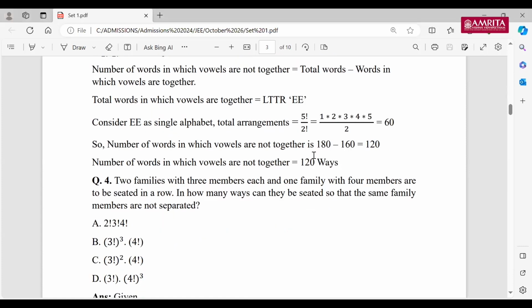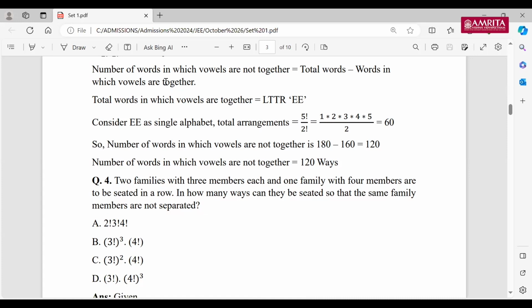So yes, coming to the next question, this is also of similar sort because I've taken the common type of questions from the 2020 set of JEE mains. So yes, 2 families with 3 members each and 1 family with 4 members are seated in a row. So I'm having a total of 3 families. In that, 2 families have 3 members and 1 family is having 4 members. So in how many ways can they be seated so that the same family members are not separated?